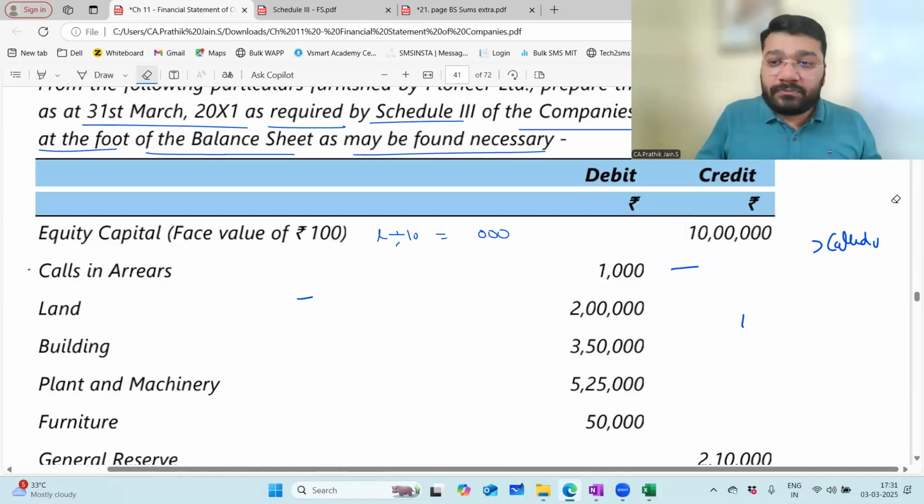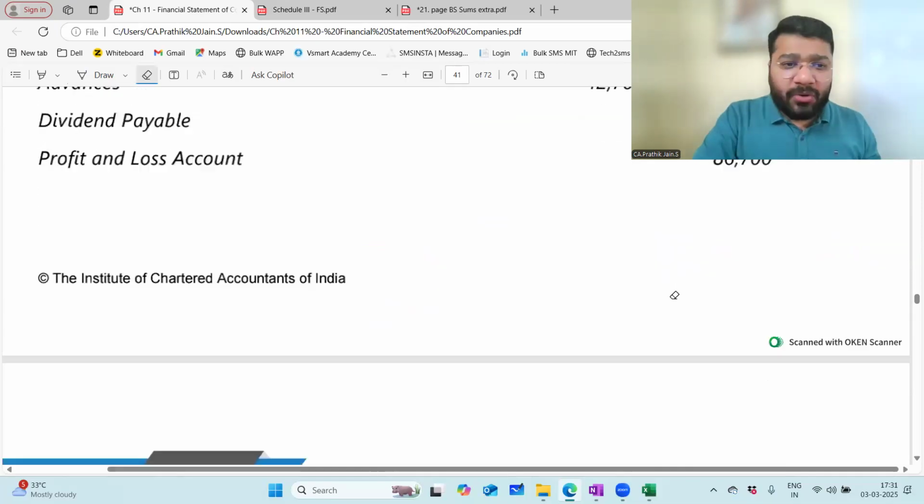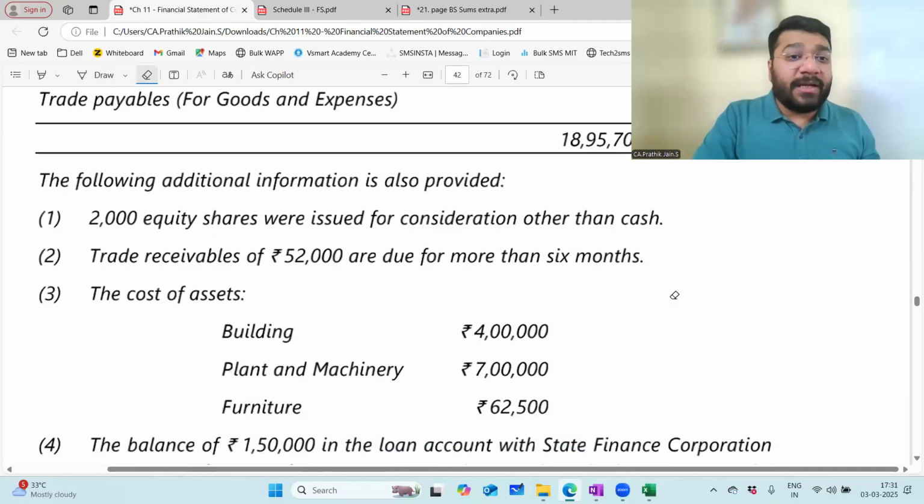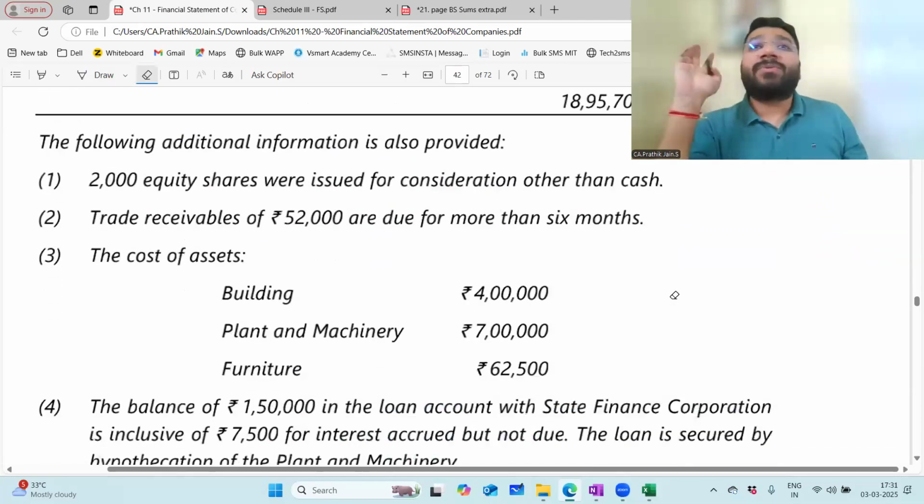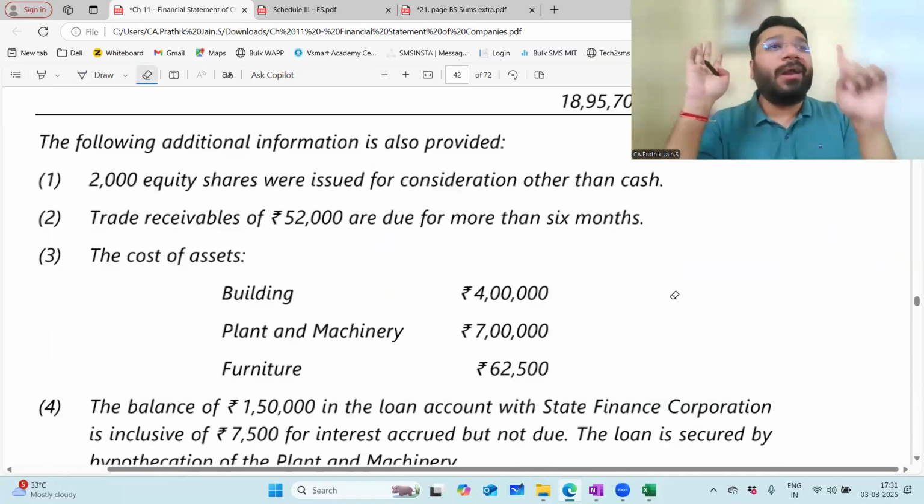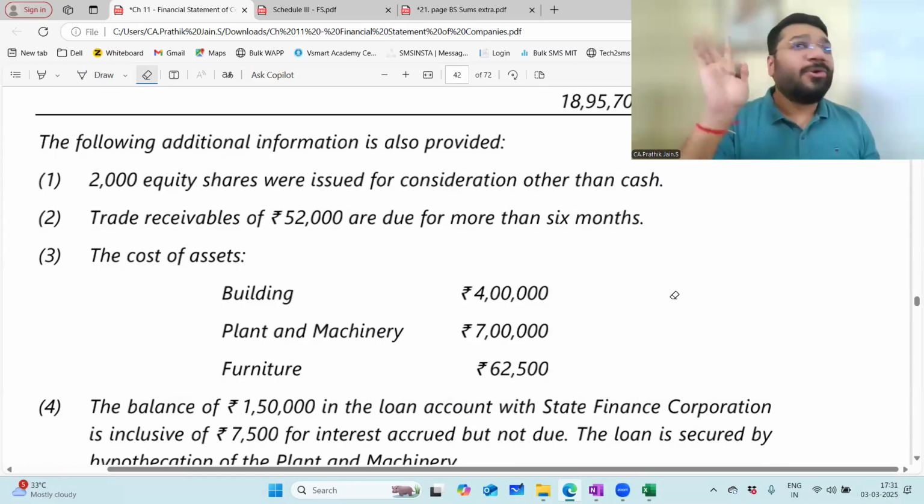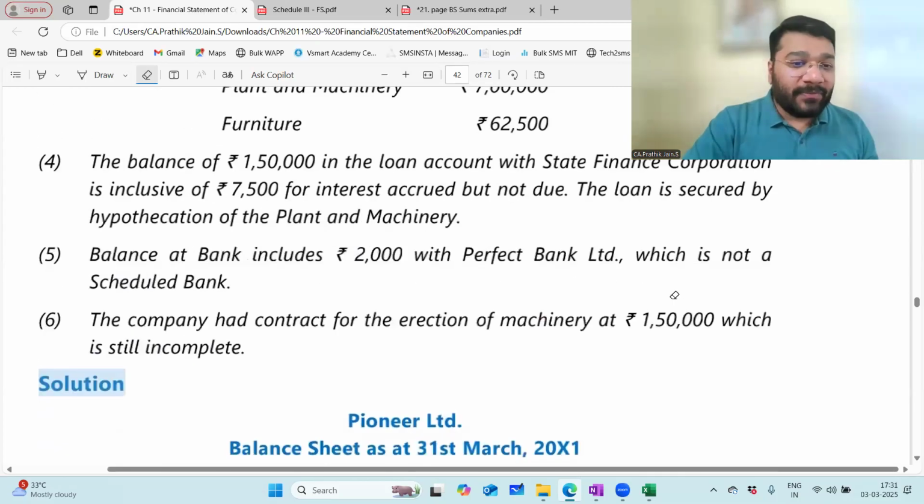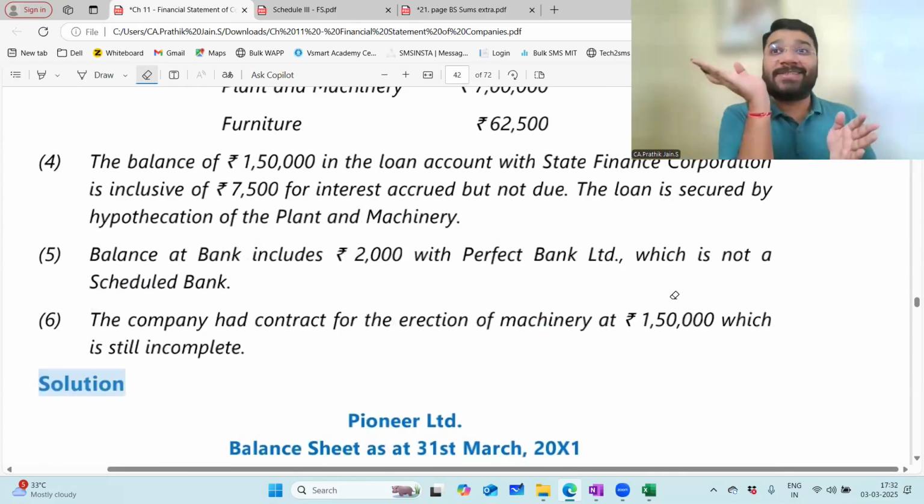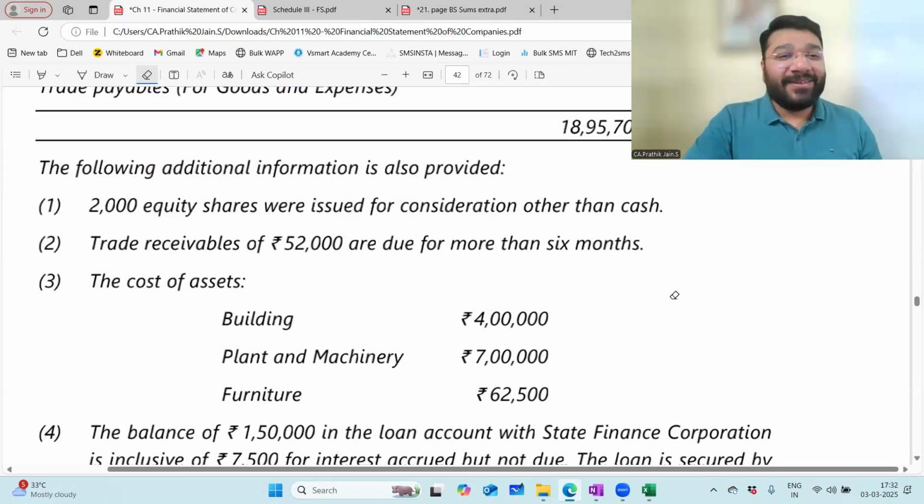Now, we have land, building, plant, machine, etc. I'm not interested in going through all this. Let me see what the additional information is. So yesterday's question, illustration 3. We had only one adjustment. What is that adjustment for? Closing stock. Now, how many adjustments do you have? Oh my God, from 1 till 6. 6 adjustments. Welcome to CA Inter. In foundation, when we did final accounts, we did 15 adjustments.